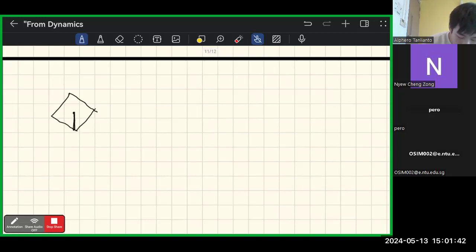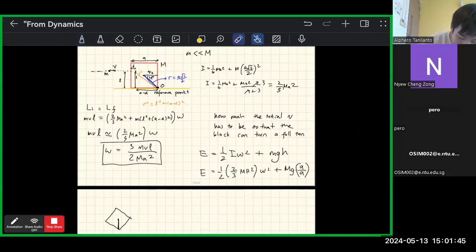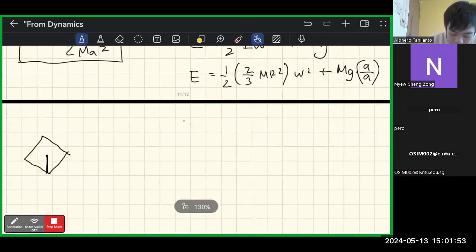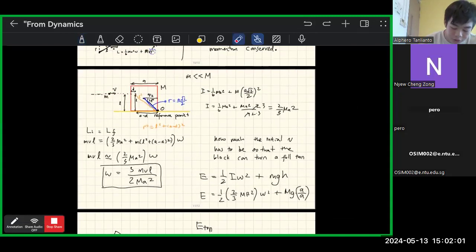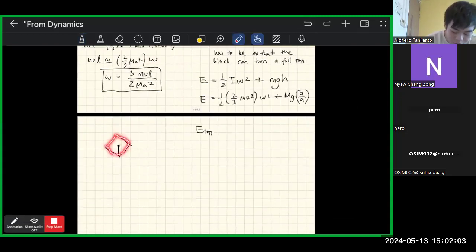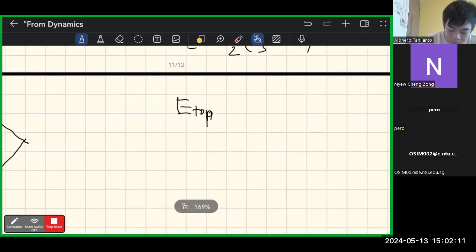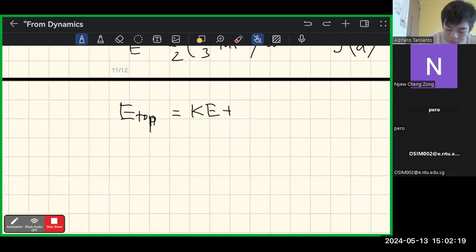Here it's the length of this, which is a over 2 with the square root of 2. So the final energy has to be the same. Energy at the top position, where you have to reach first. At least you have to reach this position so that you can continue turning to this position. At the top, it's going to be the kinetic energy added by mg.